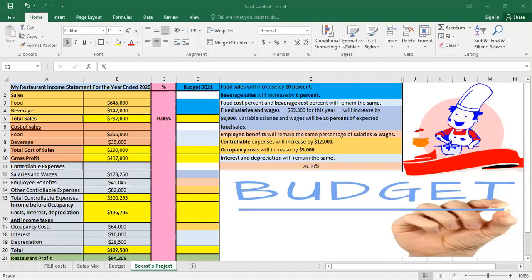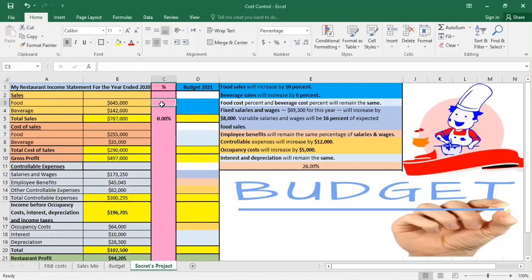In order to be more practical, we will have an example here. We're having the assumptions. These assumptions were made based on the experience of the manager, and we're also having previous data, which is the income statement for the year ended 2020. And we are required to prepare the budget for 2021. The first step we do is calculate the percentages.